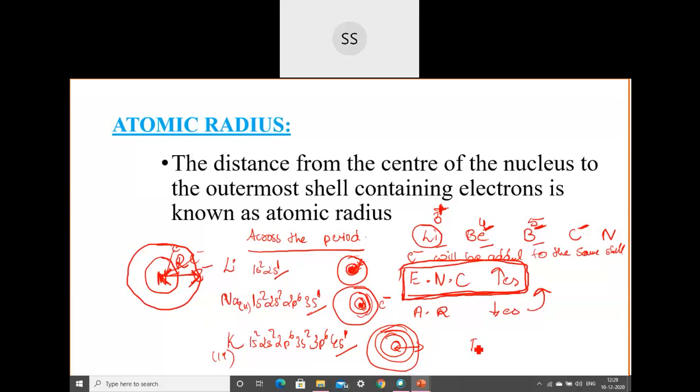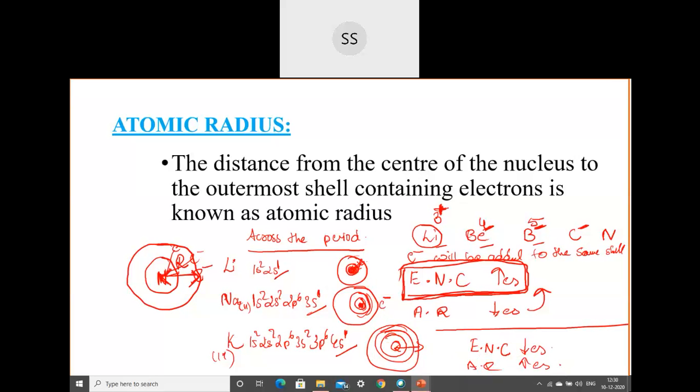So that effective nuclear charge, okay, down the group, effective nuclear charge is decreasing. I am talking about down the group, okay, you see effective nuclear charge is decreasing. Why is it decreasing? Because electrons are added to the different shell. When that decreases, automatically the atomic radius will increase.